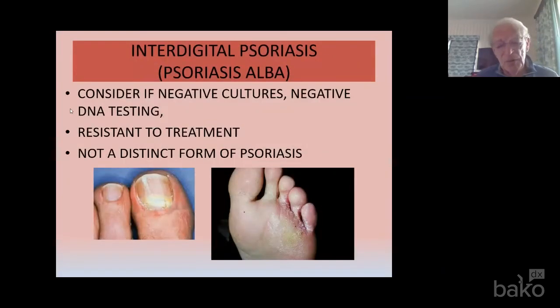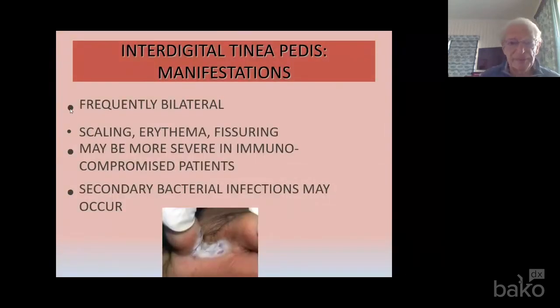Less commonly, if all else comes back negative, you're simply not growing anything, you can consider interdigital psoriasis or so-called white psoriasis, and that does occur. It may occur absent other signs or symptoms of psoriasis, or you might look and do a more generalized skin examination for evidence of psoriasis.